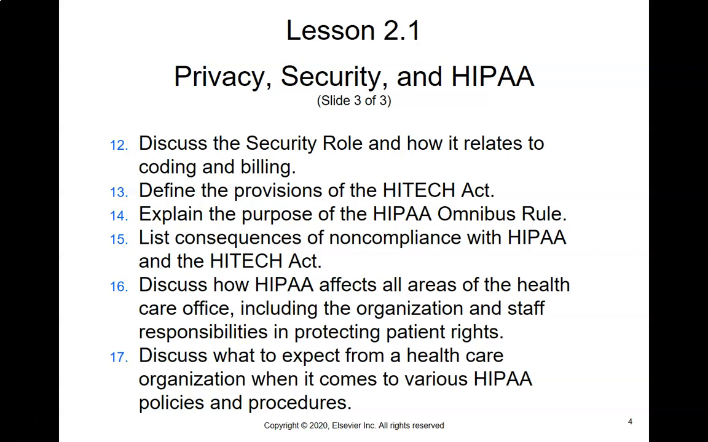14. Explain the purpose of the HIPAA Omnibus rule. 15. List consequences of noncompliance with HIPAA and the HITECH Act. 16. Discuss how HIPAA affects all areas of the healthcare office, including the organization and staff responsibilities in protecting patient rights. And 17. Discuss what to expect from a healthcare organization when it comes to the various HIPAA policies and procedures.